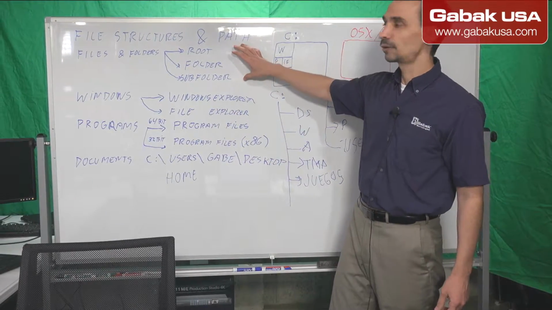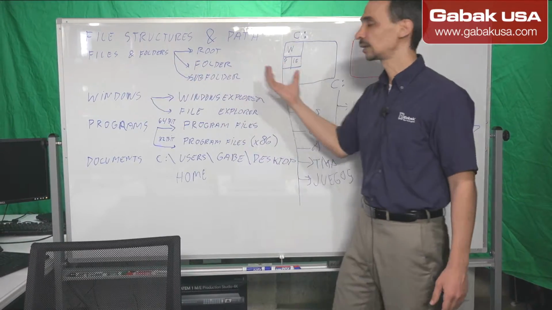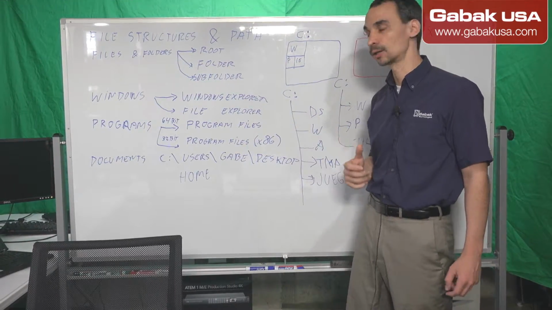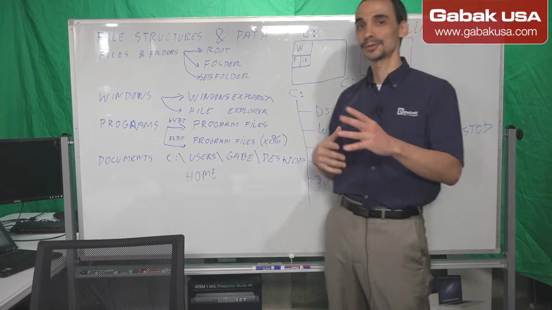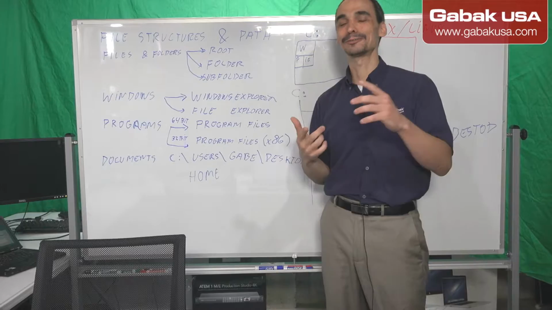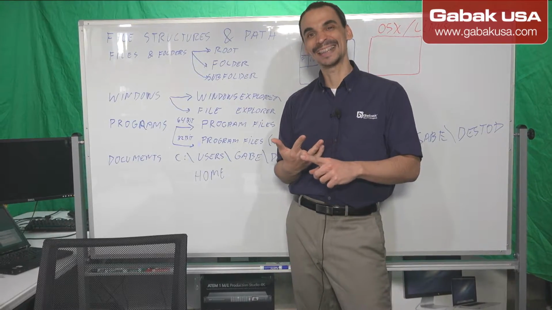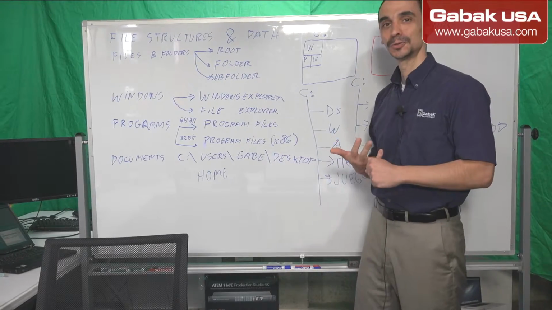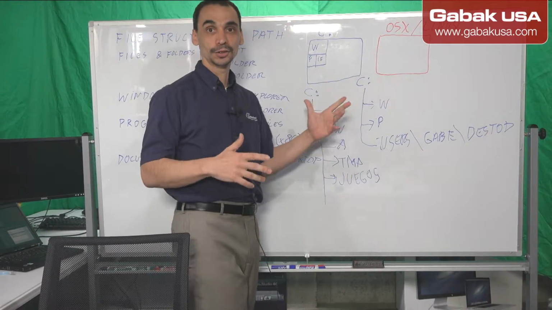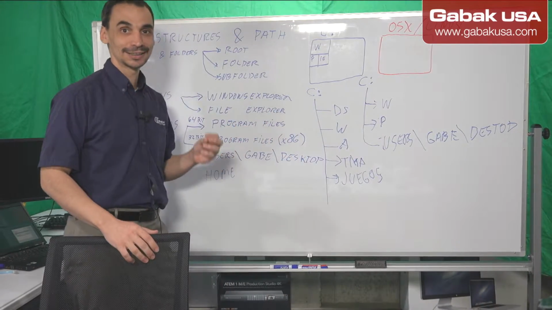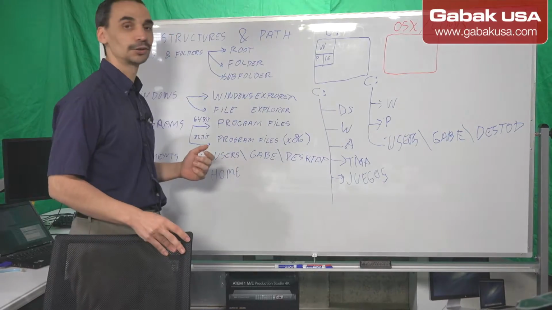The first thing that we're going to talk about is files and folders and how they are stored on the computer. We're going to talk about the major operating systems: Windows, OS X, and Linux. That way you're going to understand no matter what operating system the customer puts in front of you.